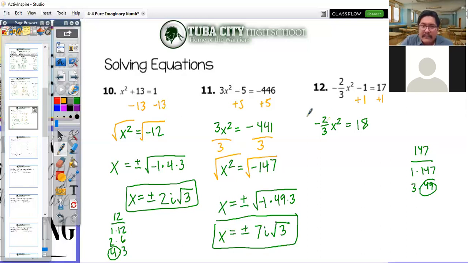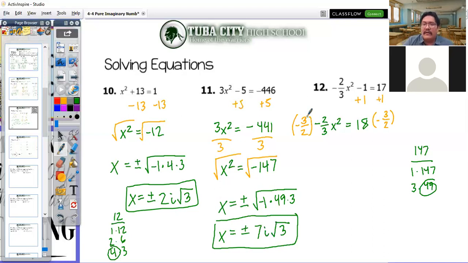In this case, negative times negative is positive, so the negative is gone. 3 times 2 is 6. Bottom numbers, 2 times 3 is also 6. 6 divided by 6 is 1. 1 times anything is just going to be that same number, so 1 times x squared is just x squared, nothing left.